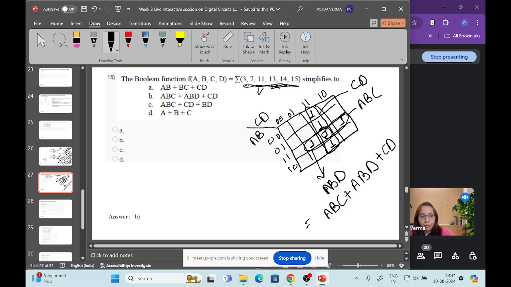Okay, so I hope you are getting it. So which option is correct? It is matching option B, so option B is the correct answer for this question. Okay, so I hope all of you understand this question. So moving to the next.